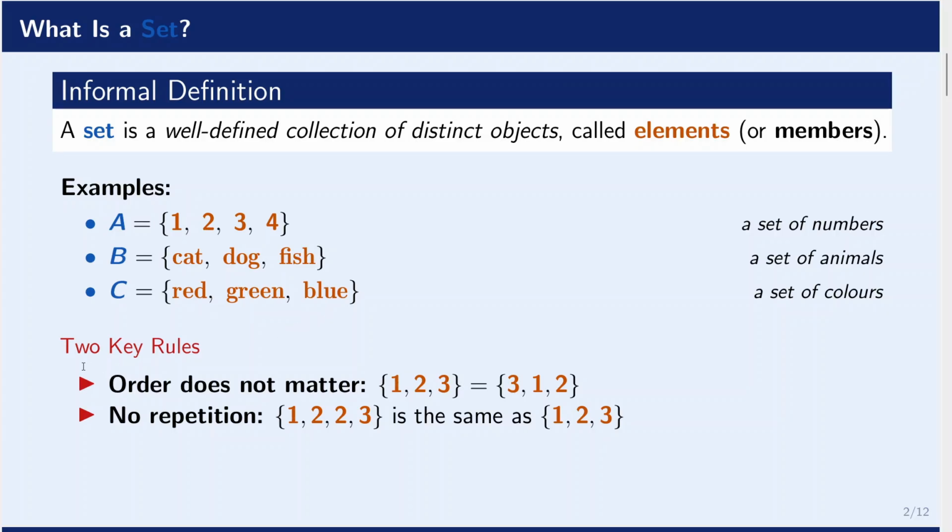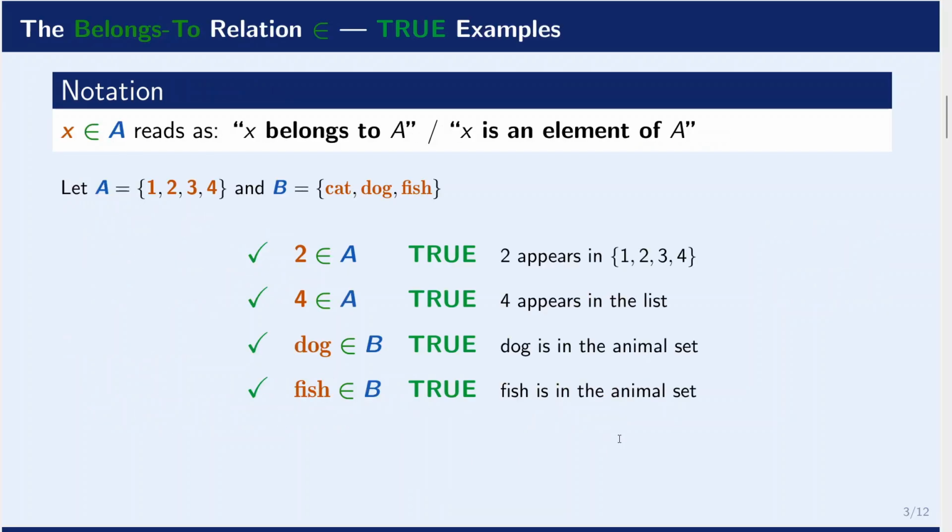When working with sets, there are two key rules you need to remember. First, order does not matter. The set containing 1, 2, 3 is exactly the same as the set containing 3, 1, 2. Second, there is no repetition allowed. If you write a set as 1, 2, 2, 3, it is considered the exact same set as just 1, 2, 3. The duplicate 2 is simply ignored.